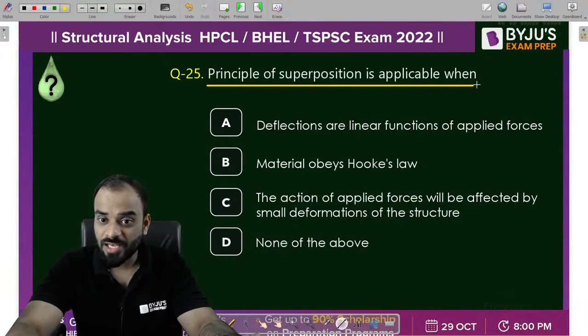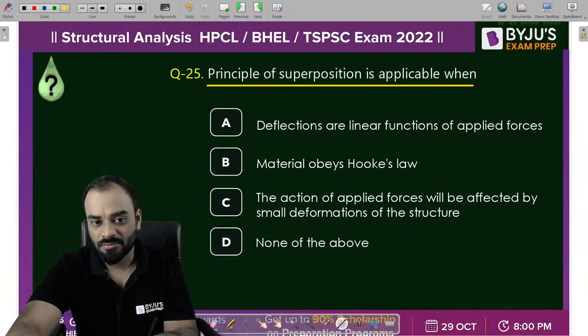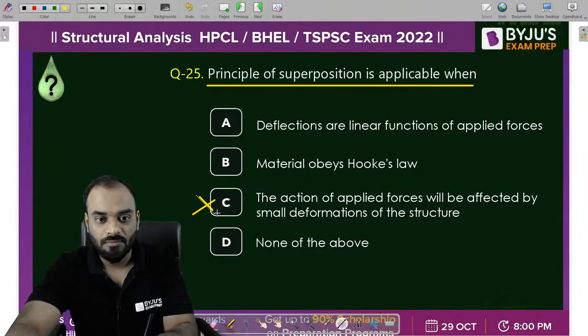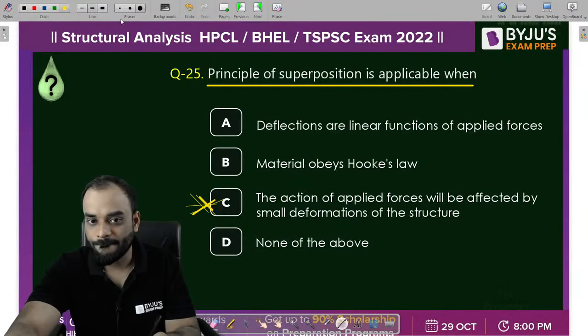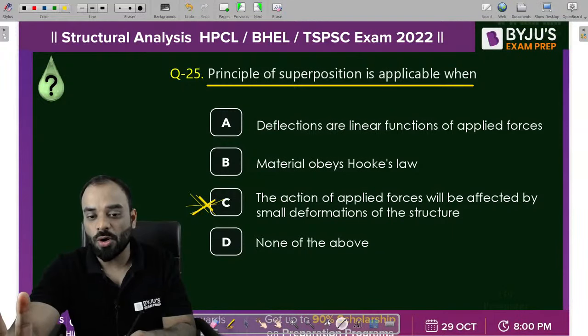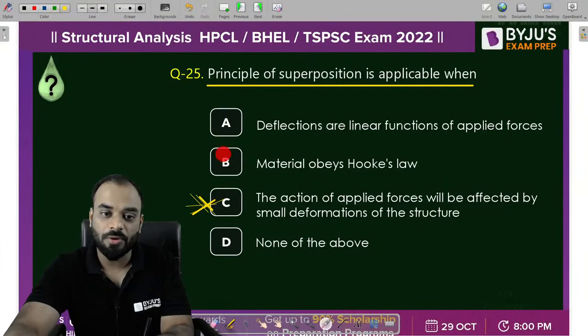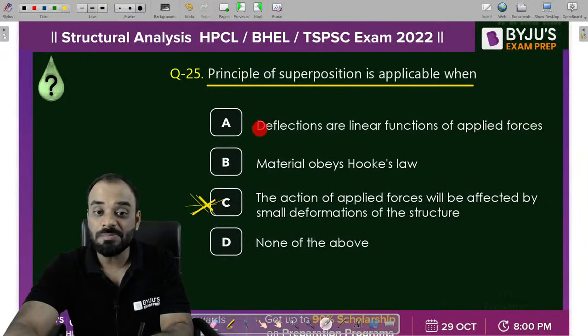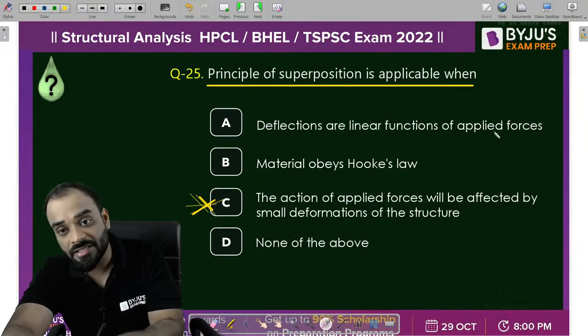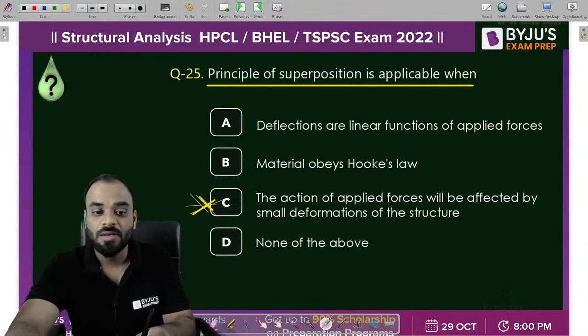C, the action of applied force will be affected by the small deformation. No. Guys, there are two options which can be possible. A can be possible, B can be possible. This is nothing but an assumption. But this is the main condition. This is the main condition of the principle of superposition.